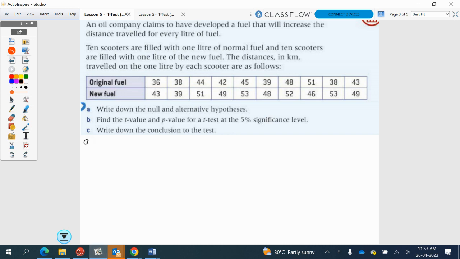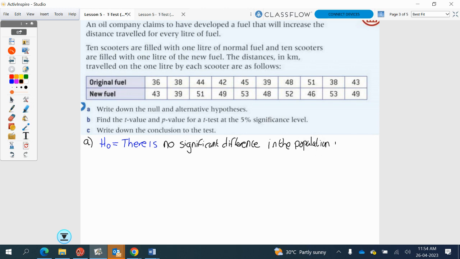So, the null hypothesis. Now there's a bit of a pattern to this. There is no significant difference, and always use the black words, no significant difference, in the population means. This means mu1 equals mu2.